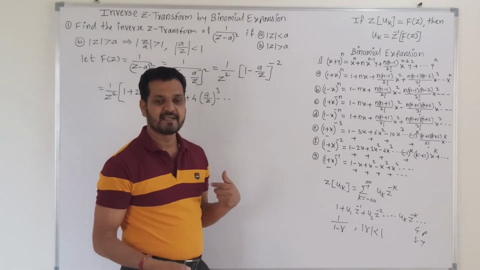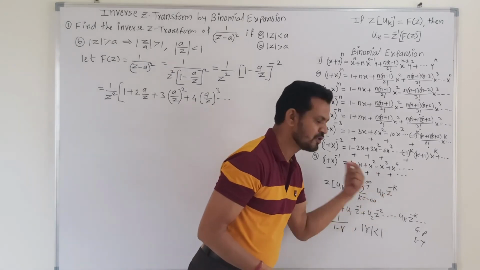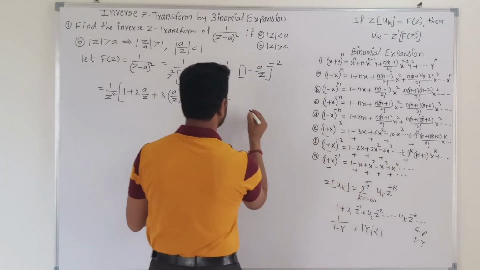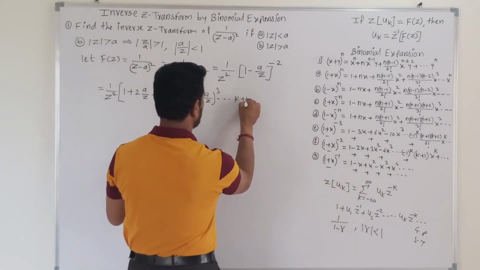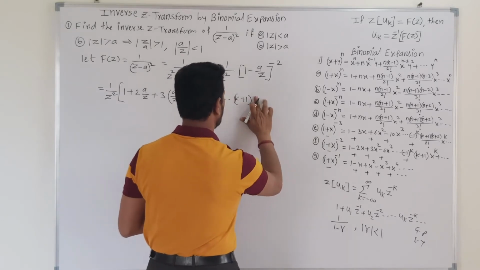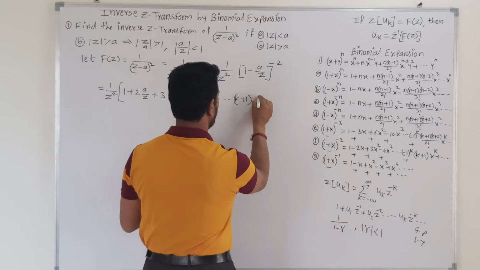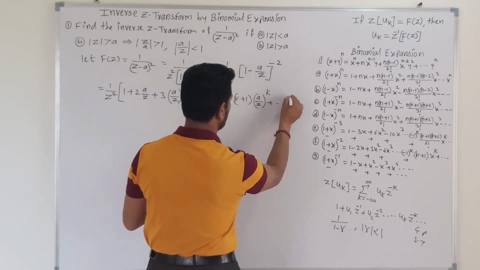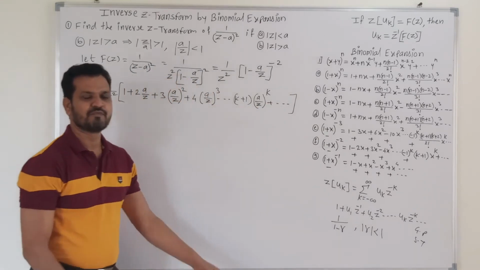But our main interest is to get the value of coefficient of z raised to minus k. So in general we can write this as k plus 1 then x raised to k. So value of x raised to k is here a by z raised to k plus and so on. So such type of expansion we are getting here.